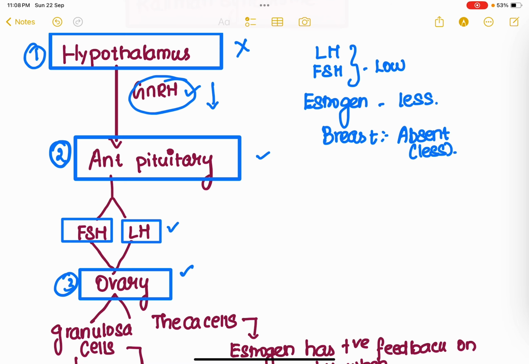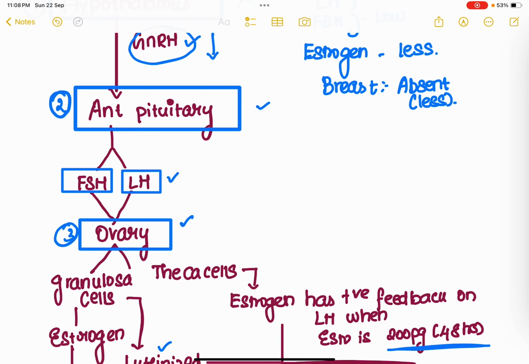At the same time, we all know that at puberty, breast development and the pubic and axillary hair development is going to happen. So the breast development will depend upon the estrogen and the pubic and axillary hair development will depend upon the androgens. We all know that in females, androgen is present at a level which is supposed to be present in a female.